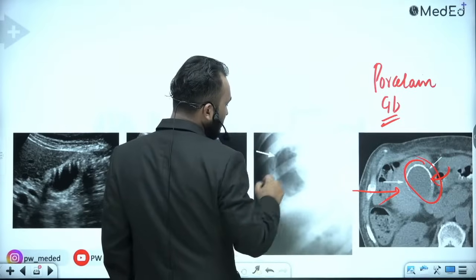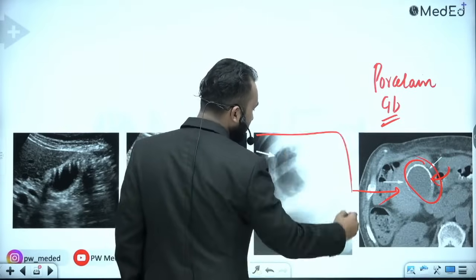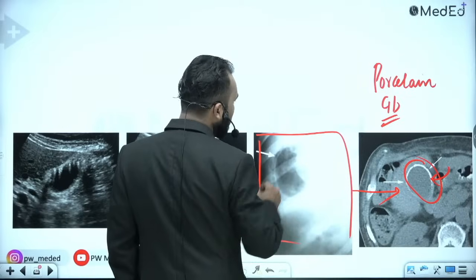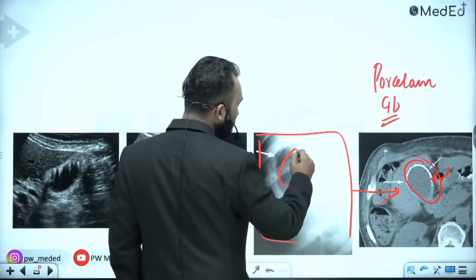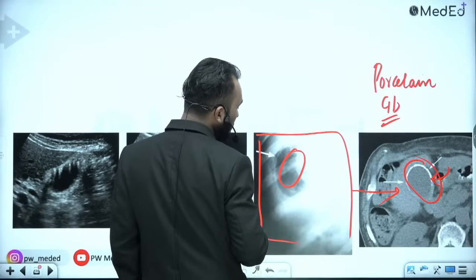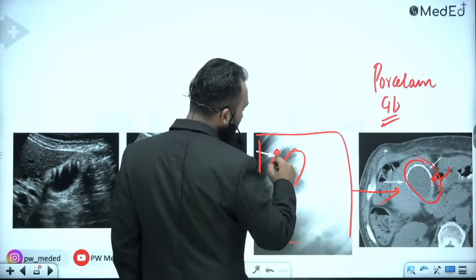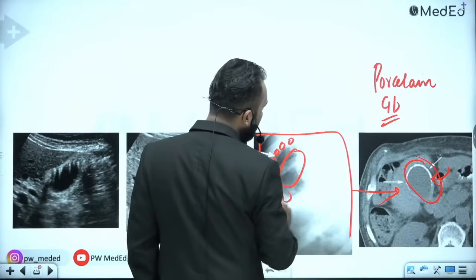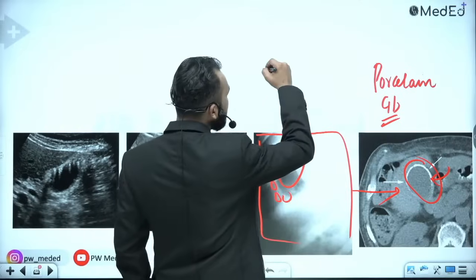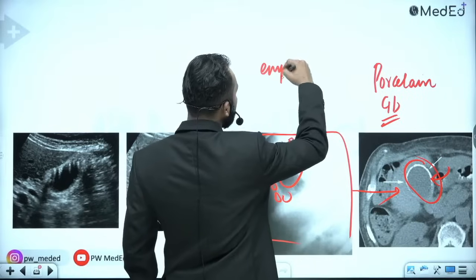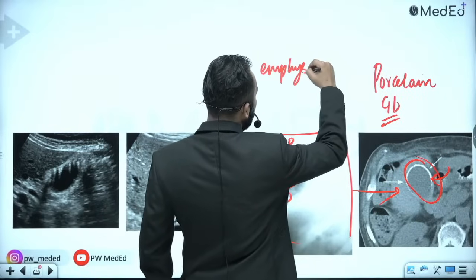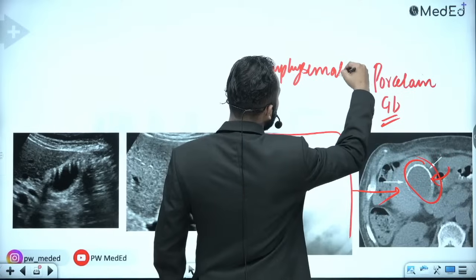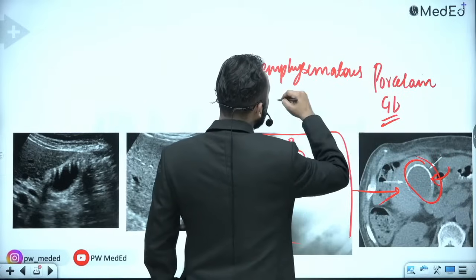In this X-ray of the abdomen, we can see that there is an area of lucency in the region of the gallbladder. There is an area of lucency within the walls of the gallbladder as well, and this is a case of emphysematous cholecystitis.